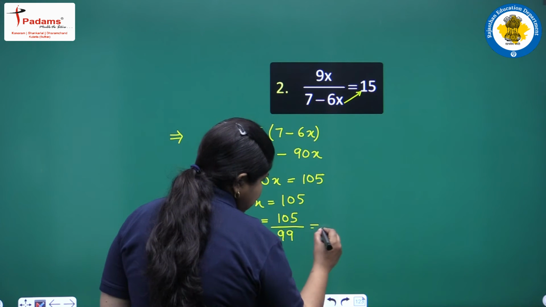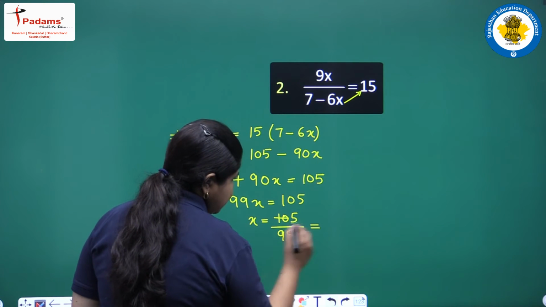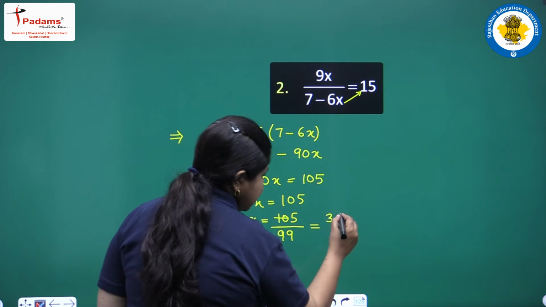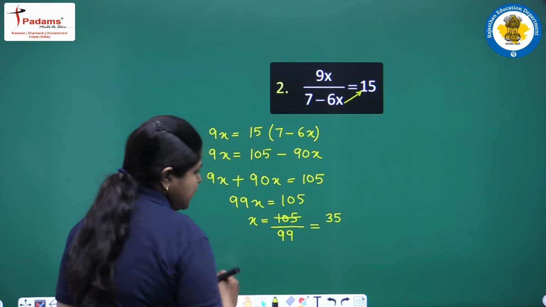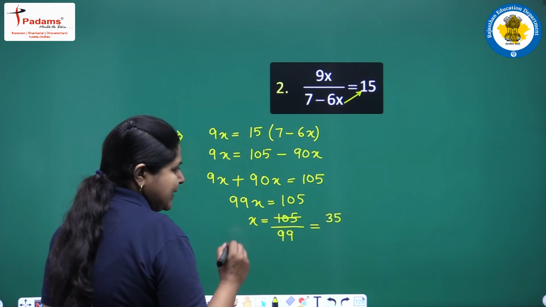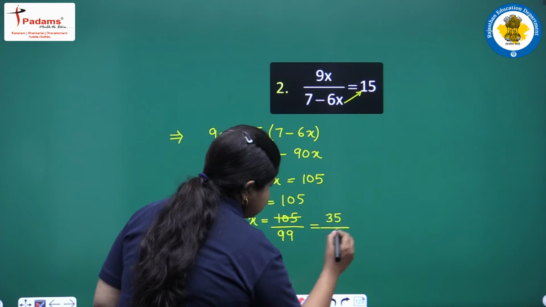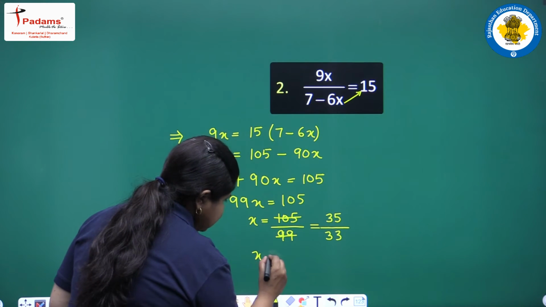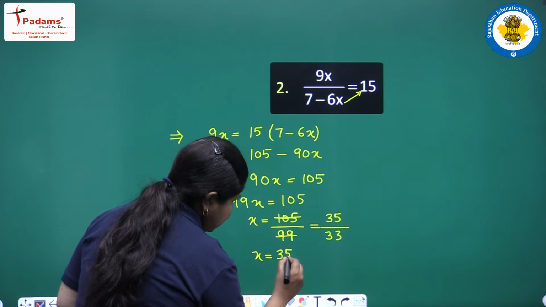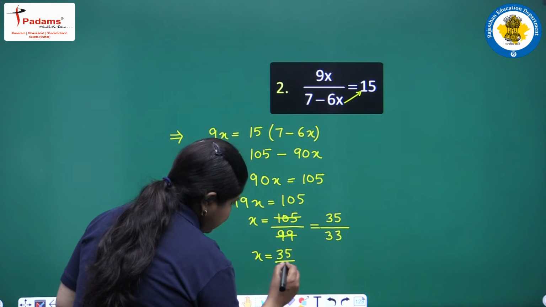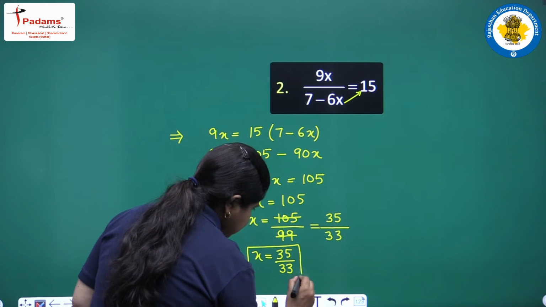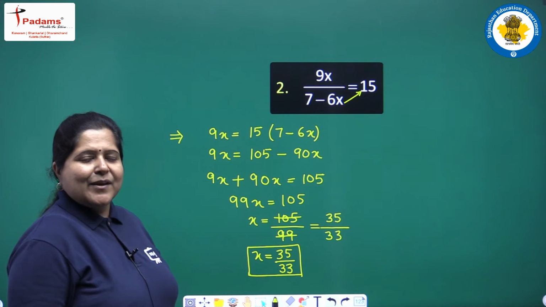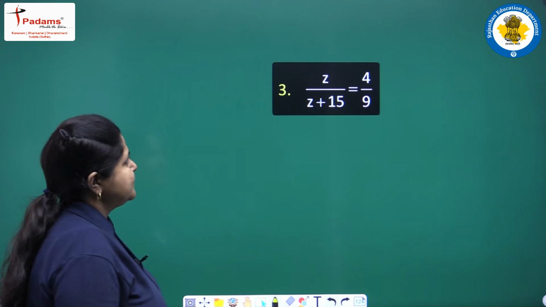What do we get? First we will cut this 105. 3 3s are 9. 1 is left. 1 and 5 15. 3 5s are 15. So, this complete number has been cancelled by 3. Then this is easy. 3 3s are 9. 3 3s are 9. So, we get x equal to 35/33. This is the solution of this particular equation. Okay, we move on to the next one.